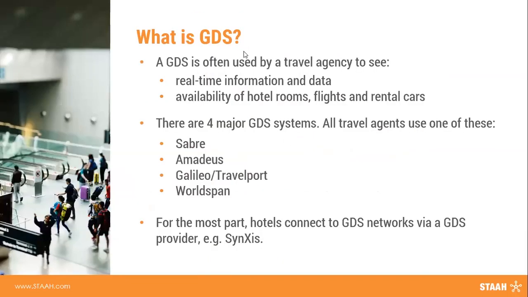For those of you who already are familiar with GDS, I ask you to just be patient while I take you through the next couple of slides. The GDS is often used by a travel agency to see real-time information and data, availability of hotel rooms, flights and rental cars. There are 4 major GDS systems. All travel agents use one of these: Sabre, Amadeus, Galileo, Travelport and WorldSpan. Each of them has different footprints in different geographical markets. The big 3 in Australia and New Zealand are Sabre, Amadeus and Galileo, and WorldSpan tends to have a bigger footprint up in Europe.